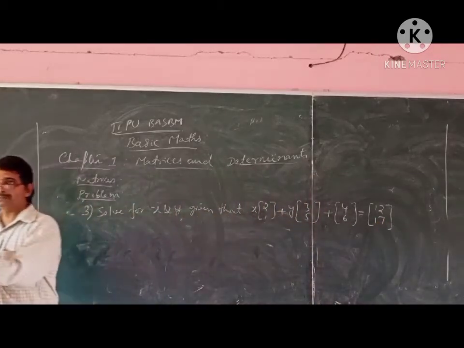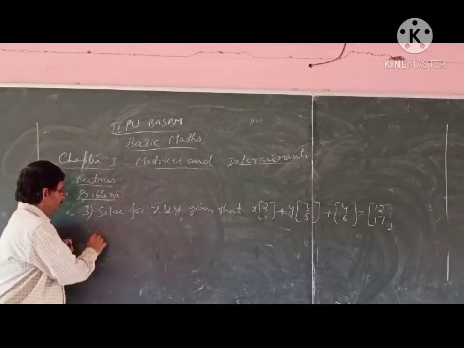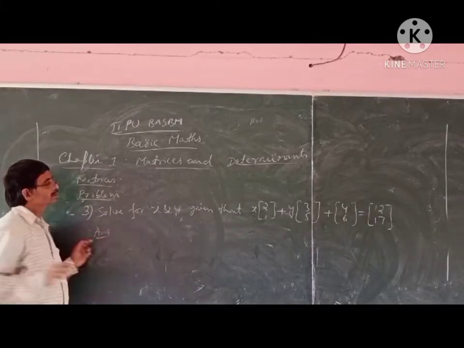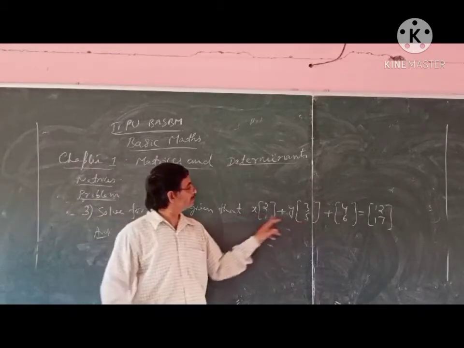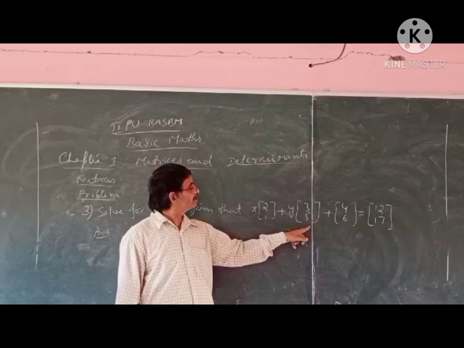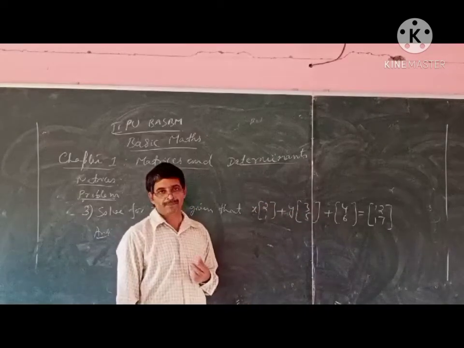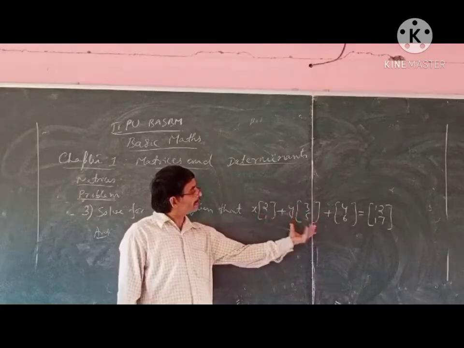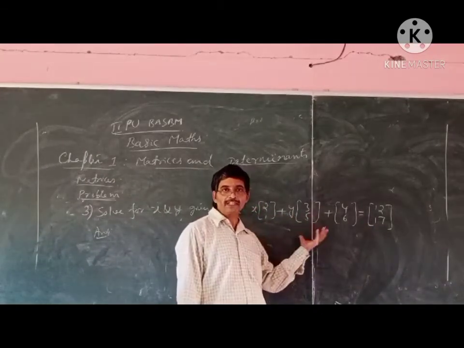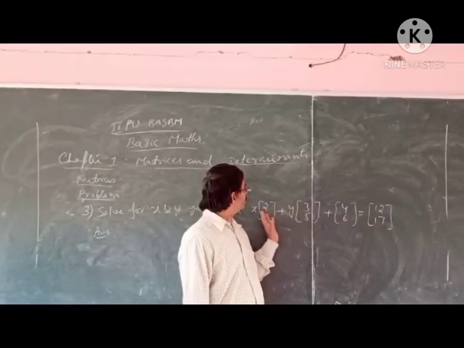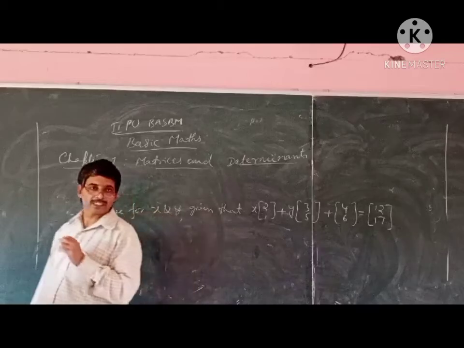So the method is simple. How to do it? We will first simplify the left hand side. Scalar multiplication will be done first. This one will be multiplied. Then add on the left hand side. You will get some matrix of the same order as the right hand side. Compare the two, then you can find out the value of x and the value of y. So let us do it.